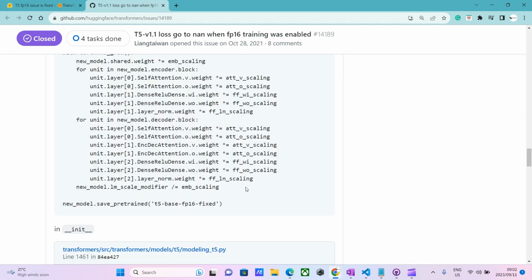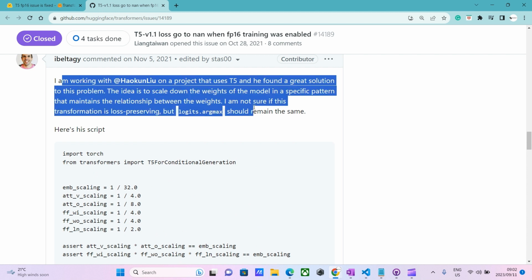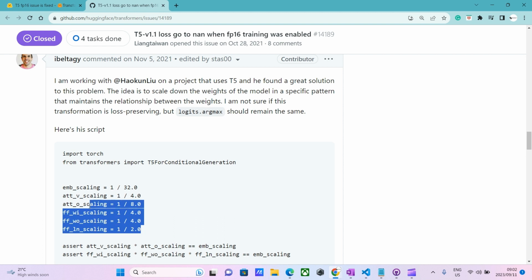We can also go to the Hugging Face repo. We can see that someone also made a comment to say, essentially, if you try to scale your weights, then that can actually help you out. So that's what they did.